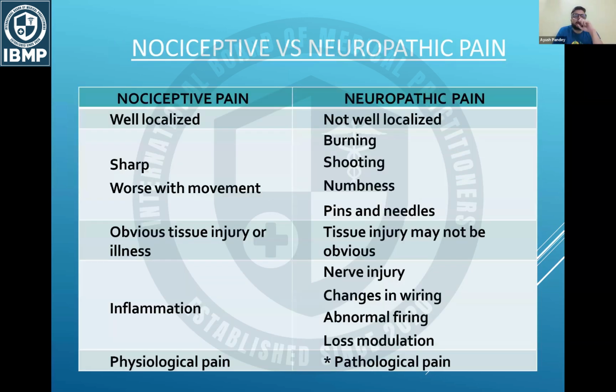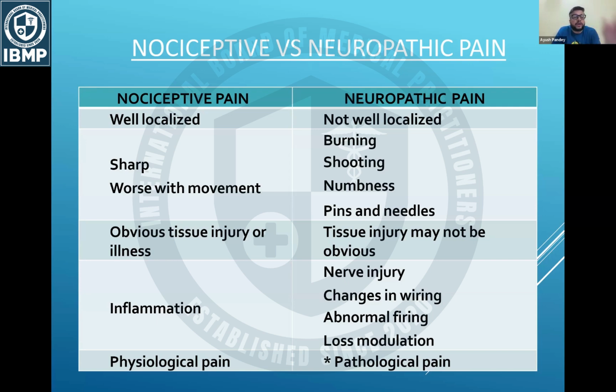When you differentiate nociceptive versus neuropathic pain, nociceptive pain is well localized, while neuropathic pain is not well localized. Nociceptive pain is sharp and becomes worse with movement, but neuropathic pain can cause a burning or shooting sensation, pins and needles, a pricking sensation, and it may also be accompanied by numbness. Especially if you encounter a patient with uncontrolled diabetes mellitus, with uncontrolled sugar levels, they mostly develop numbness, pins and needles, and pricking sensations.